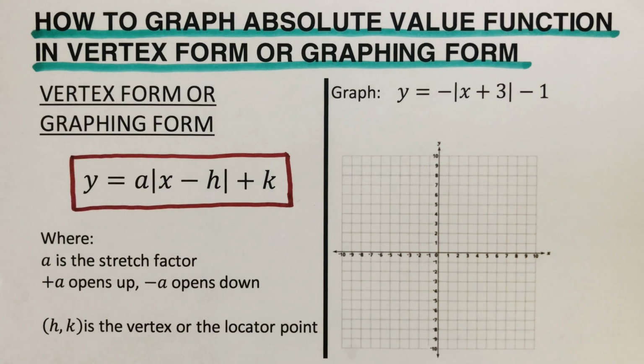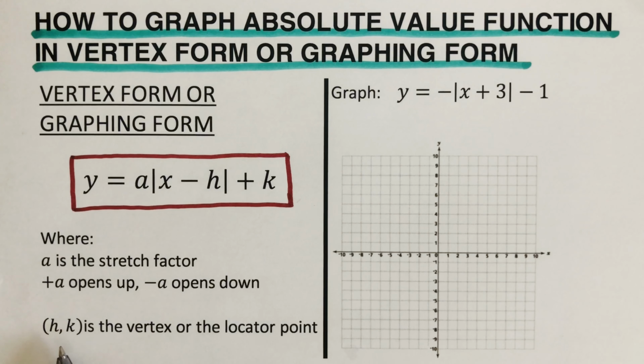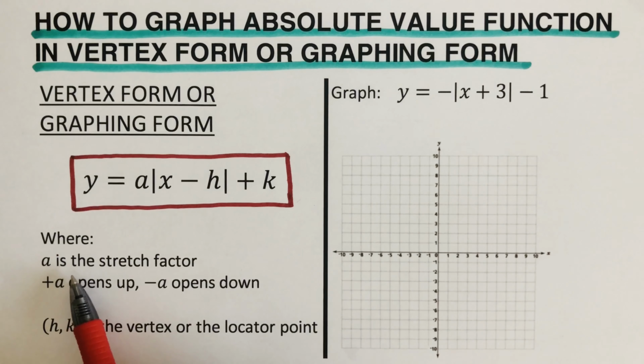So we remember that the h and the k are the coordinates of the vertex, or we call it the locator point. And then the a here is our stretch factor. If the a is positive, then the absolute value function is going to open up. If a is negative, then it's going to open downward. So let's have this first example here.